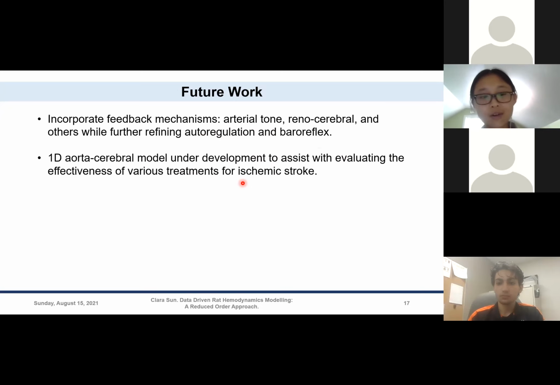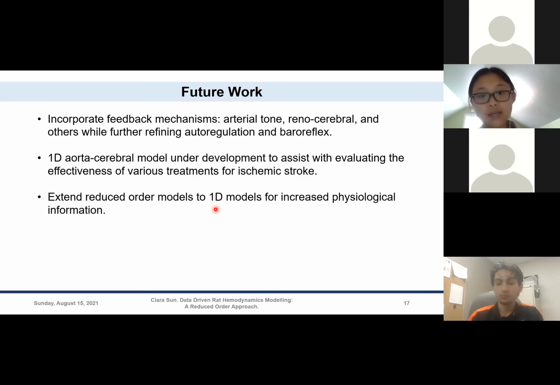This summer, I have also been collaborating with my fellow lab member, Lawrence Liu, who you may have just heard from, to assist with the development of a 1D aorta cerebral model that can help evaluate the effectiveness of treatments for ischemic stroke. In addition, I will extend the established reduced order models to 1D models to obtain even more physiological information.